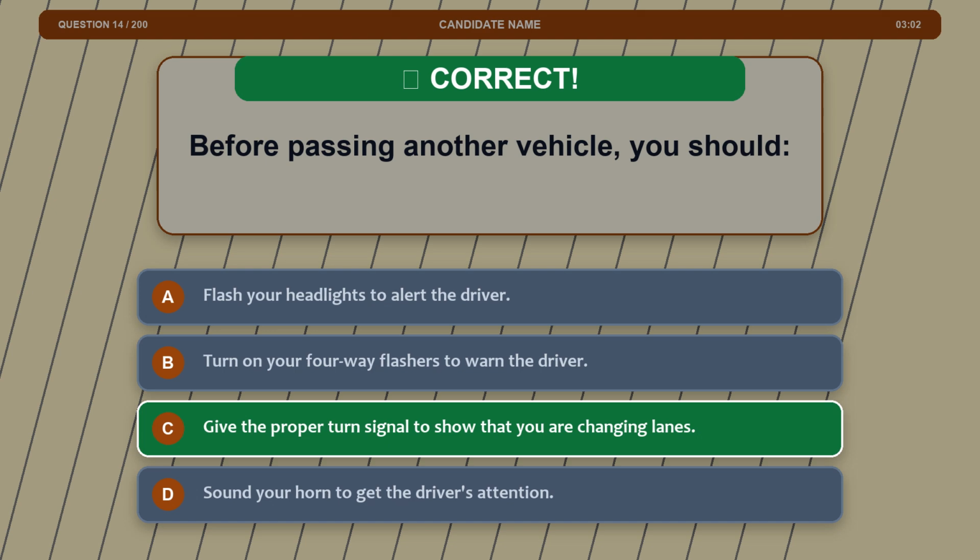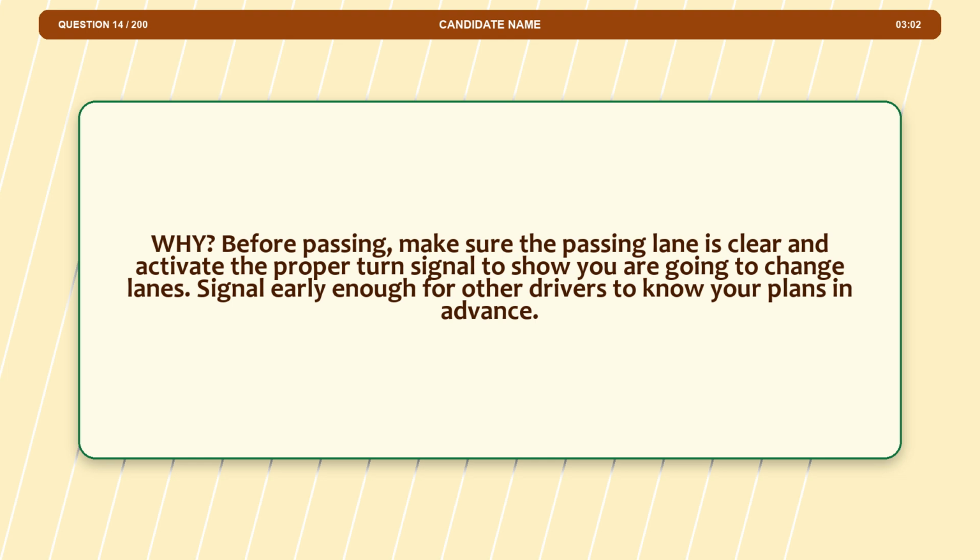The correct answer is option C. Give the proper turn signal to show that you are changing lanes. Explanation: before passing, make sure the passing lane is clear and activate the proper turn signal to show you are going to change lanes. Signal early enough for other drivers to know your plans in advance.